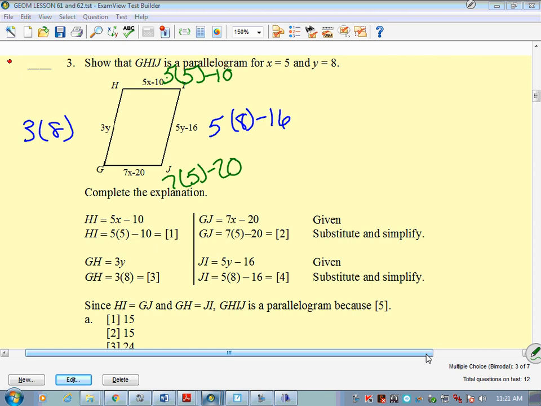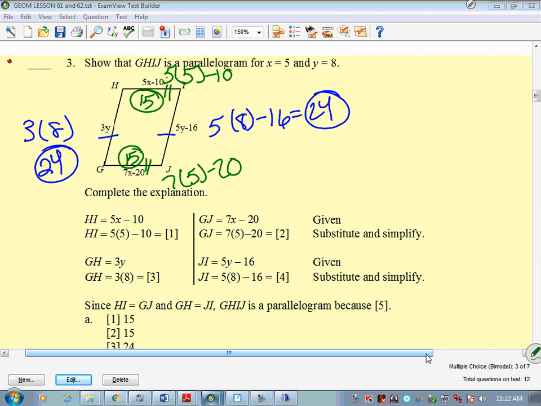Okay, well what's 3 times 8? 24. Okay, what's 5 times 8? 40. What's 40 minus 16? 24. Okay, so far, this is congruent to that, right? What's 5 times 5? What's 25 minus 10? 15. Okay, what's 7 times 5? Minus 20. 15.